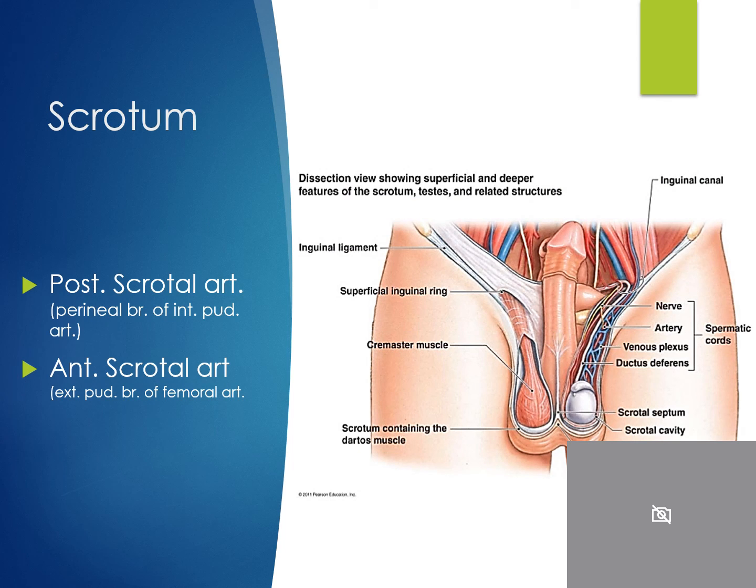Now we will talk about a short note about the scrotum. The scrotum is a musculocutaneous sac consisting of two layers.